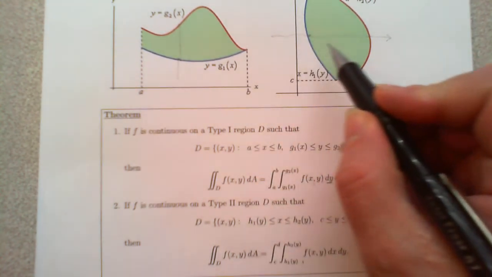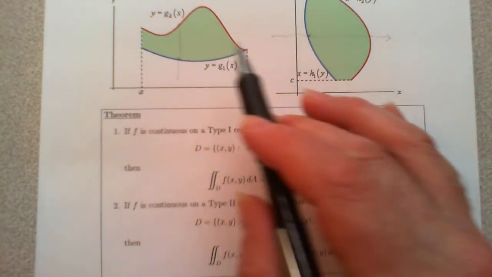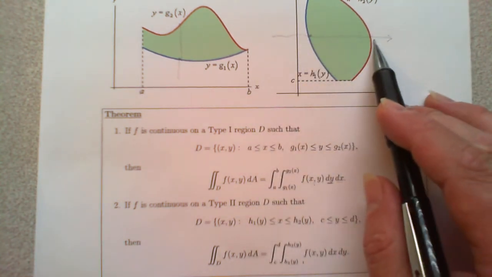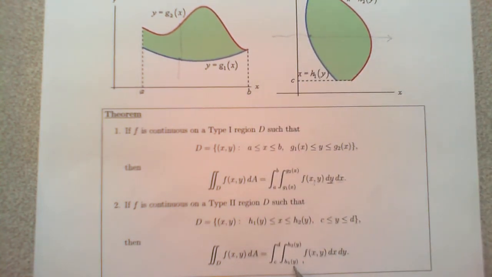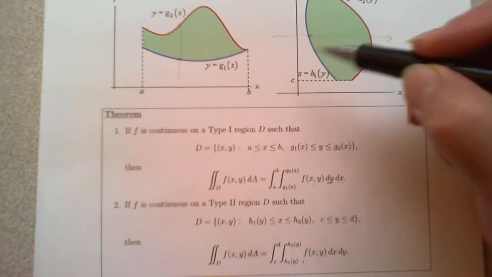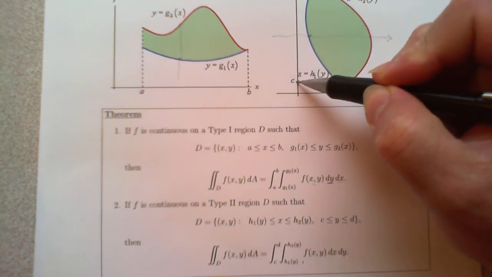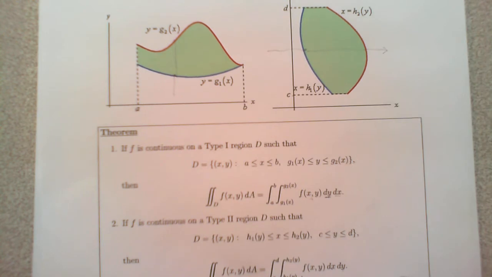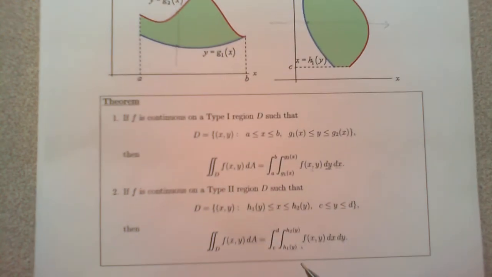I'm moving the pencil, and you're always going to go from left to right. Enter, exit, enter, exit, and then dx in the direction of x. And what's happening with y is you need to go from here all the way up to there, c to d. Okay, let's look at an example here.